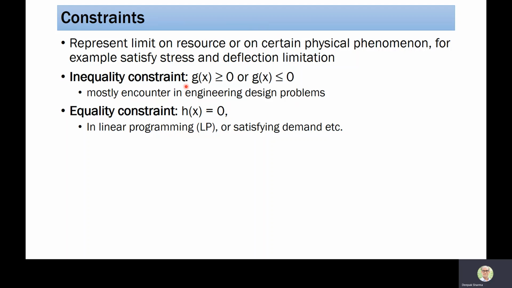Now, when we talk about constraints, we can have a constraint like greater than or equal to, or smaller than or equal to. Any type of constraint can be there. Such a constraint is called an inequality constraint. These constraints are generally encountered in engineering design problems. Then we have the equality constraint, h of x is equal to 0. In this constraint, you can see that the left hand side is equal to the right hand side. Such constraints we will see in linear programming, that is our next chapter.